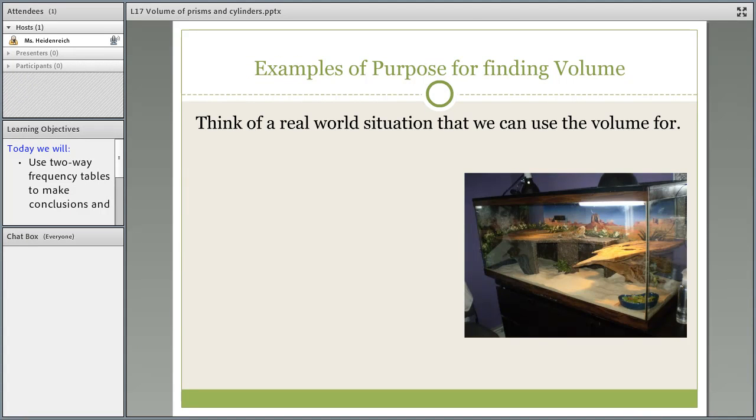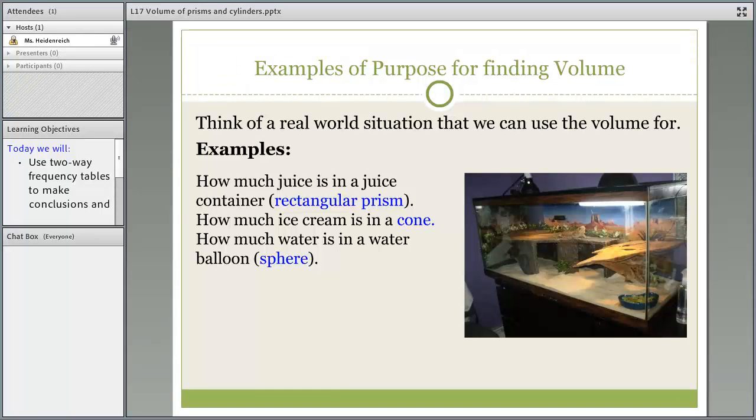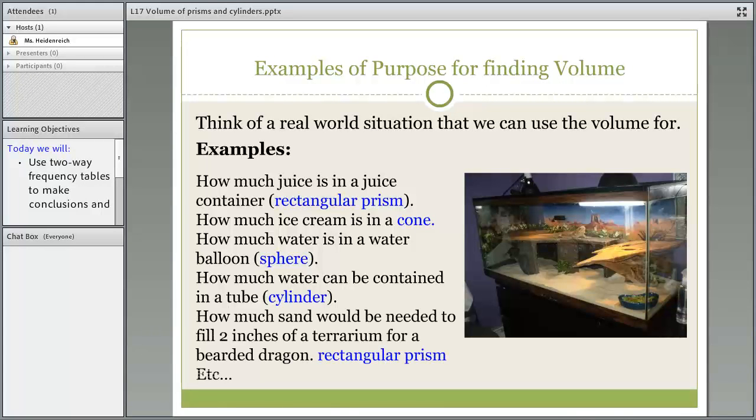And there are lots of things in the real world where we care about what the volume is because we want to know how much space is inside. So some examples would be how much juice is in a juice container, how much ice cream is in a cone. That's kind of a fun one to think about. How much water is in a water balloon, and that 3D shape for that water balloon could be like a sphere. So we would want volume formulas for all of these examples that I'm putting up here.